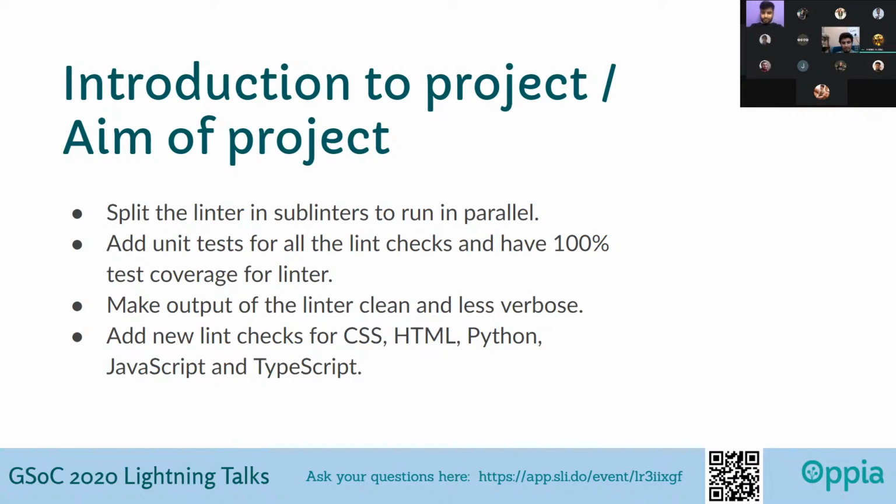The output of the linter was just spread all over the console, and the developer had to scroll through all of the lint output to get all the errors. I am also implementing new checks for Python, CSS, and HTML.